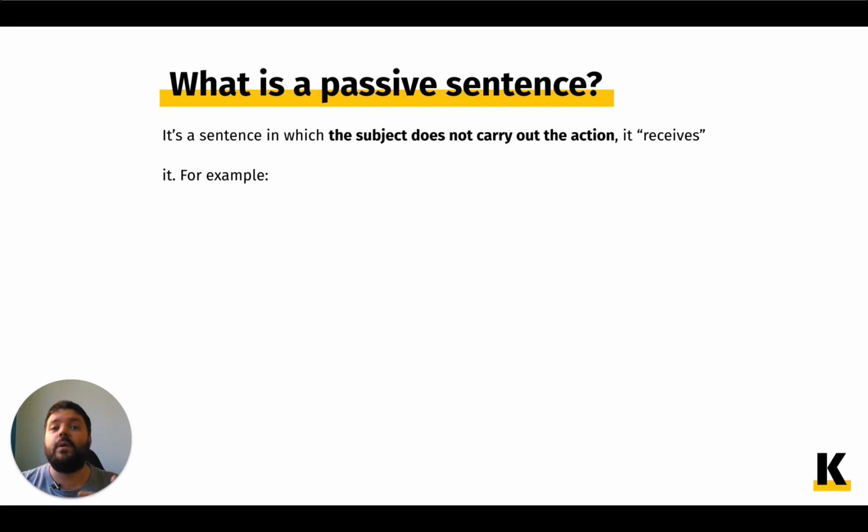All right? In regular sentences, when the subject carries out the action, we say it's an active subject in an active sentence. However, in a passive sentence, we talk about passive subjects because it receives the action.